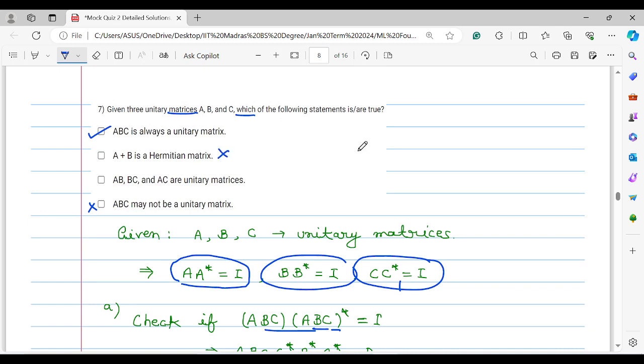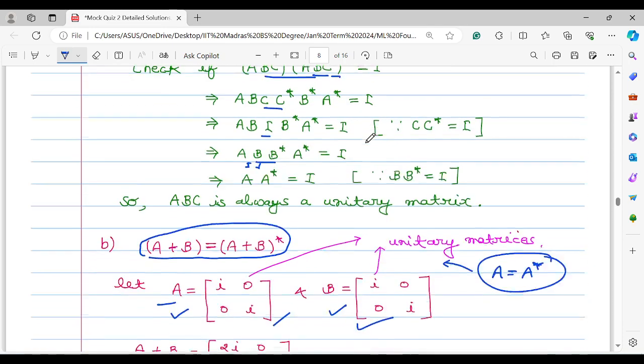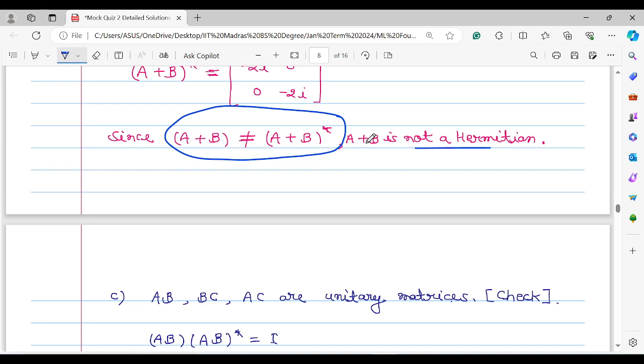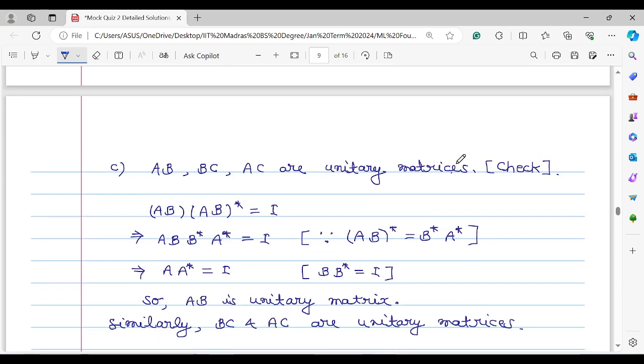Now we are checking option number three. Third is AB, BC, AC are unitary matrices. We have to check: if AB times (AB)* is the identity matrix, then AB is a unitary matrix. (AB)* is equal to B* A* by this property, and B* is equal to the identity matrix. So A* is equal to I, which is also given. So AB is a unitary matrix.